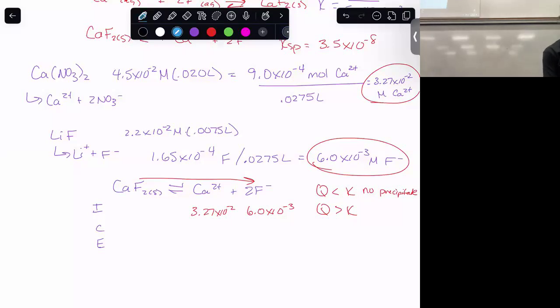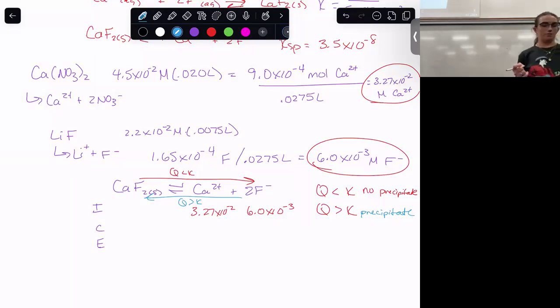But if we have Q greater than K, which way do we go? We go towards the reactants. Does that produce more solid or more ions? More solid. So if Q is greater than K, then we have a precipitate. Does that make sense? And that's why we need to look at the way that the equation is set up to make sure that we're using the correct K when we're comparing Q versus K.